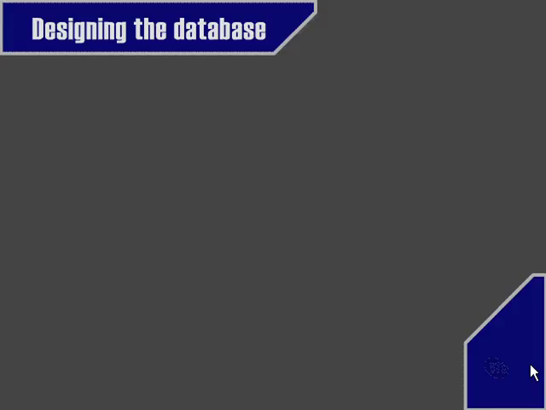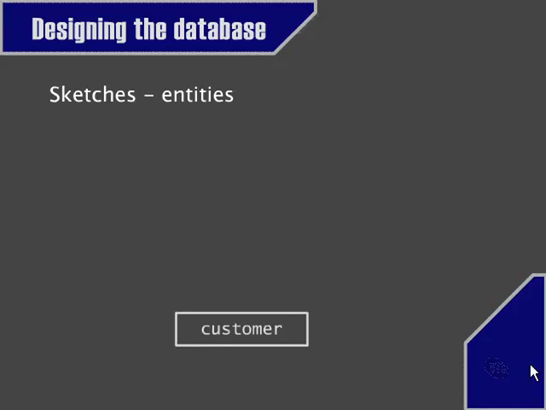In this movie, we're going to look at the design of the structure of our database system. We're going to sketch this out as an entity relationship diagram. First of all, let's take the customer entity and start to sketch in all the entities that we think should make up this particular database.